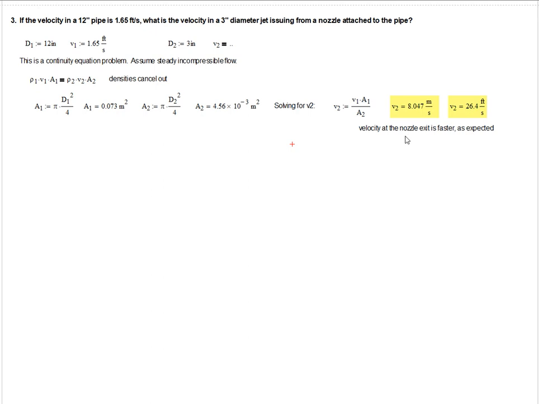And one thing I want to note, we'll talk about this later when we talk about the Bernoulli equation, but the velocity will increase at the expense of pressure. I've seen a lot of students in the past who tend to confuse the effects of velocity and pressure. It may feel like the fluid is coming out of a nozzle at a higher pressure, but no, it's coming out at a faster velocity but a lower pressure than the fluid upstream.